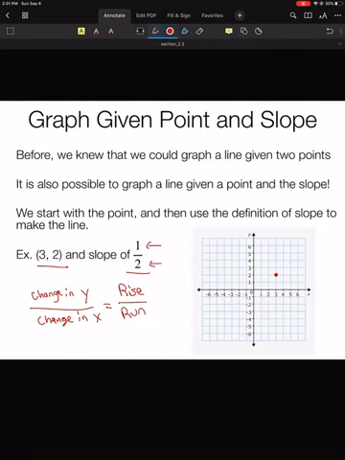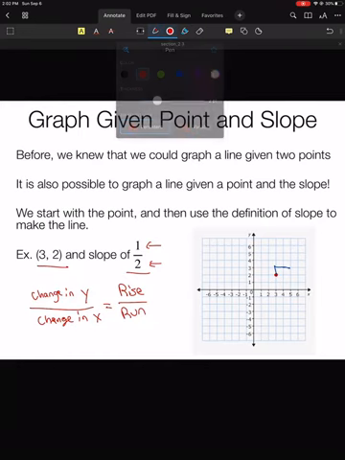Okay, so I'm going to start. A slope of 1/2 means I start at the point that I have, 3, 2, and I rise 1. I'll change to blue to do the movement. It says I rise 1 and I run 2. So I rise 1 unit and then I run to the right 2. Positive is always either up or right, negative is down or left.